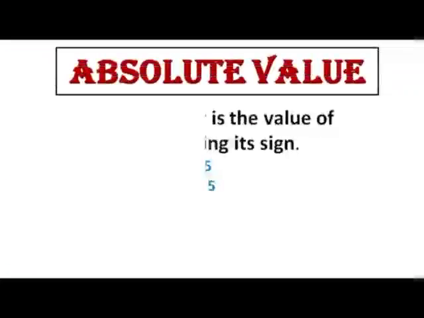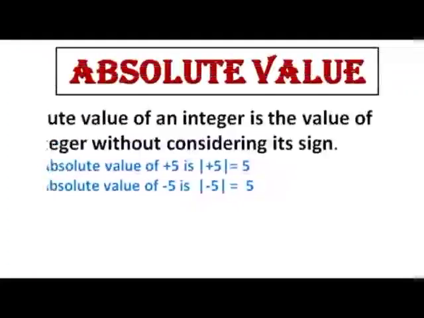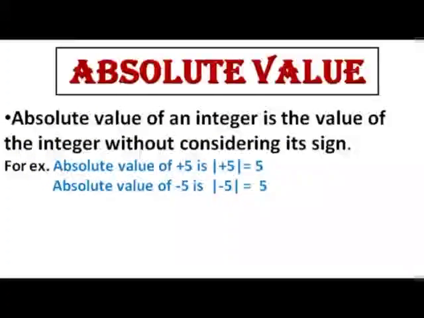Absolute value. Absolute value of an integer is the value of the integer without considering its sign. That is, we do not consider the sign of the integer. It may be negative or positive, but the answer is always positive. For example, absolute value of plus 5 is 5 and absolute value of minus 5 is also 5.